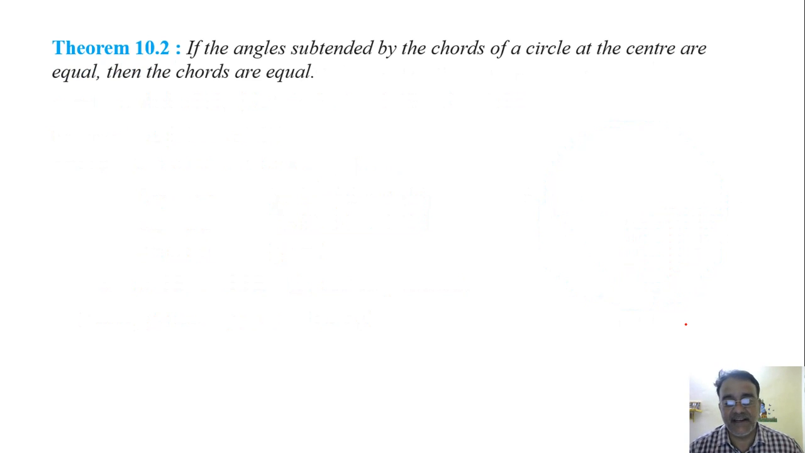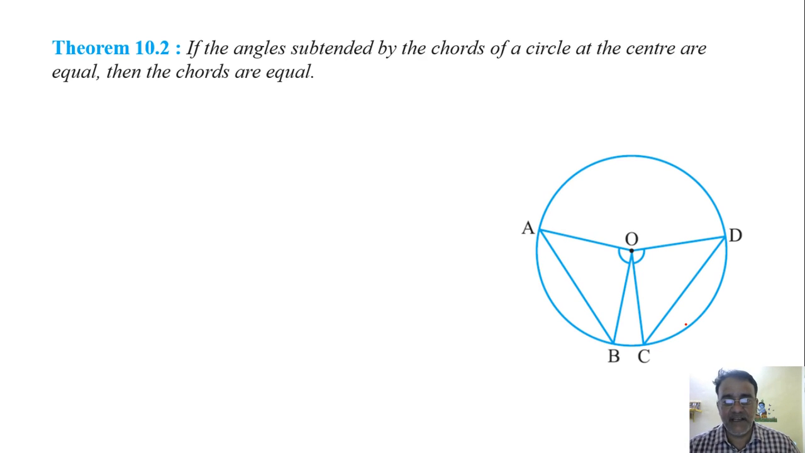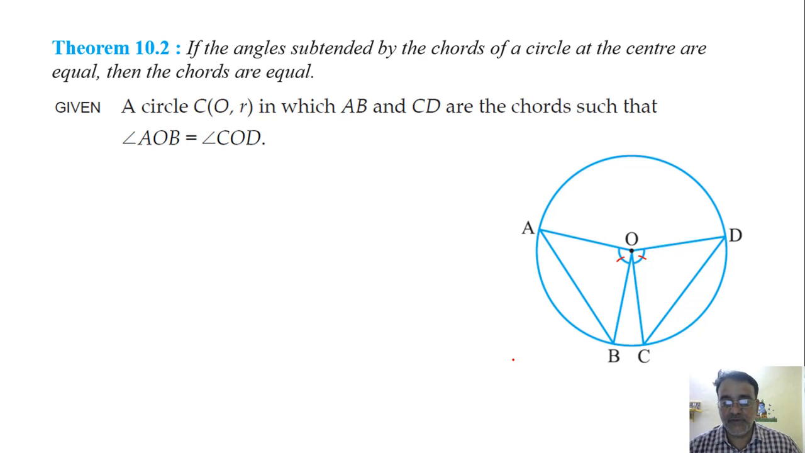Now we'll move toward the second theorem, the converse of 10.1. If the angles subtended by two chords at the center are equal, then the chords are equal. Same diagram. Now these two angles are given equal. Angles subtended at the center are equal, it is given. And what we have to prove? Chords are equal. That means AB is equal to CD we have to prove.